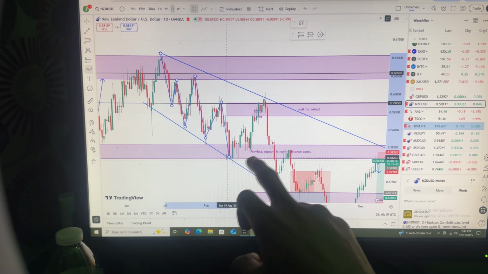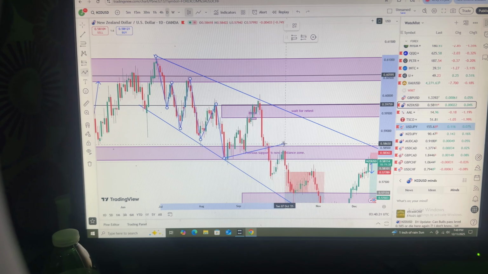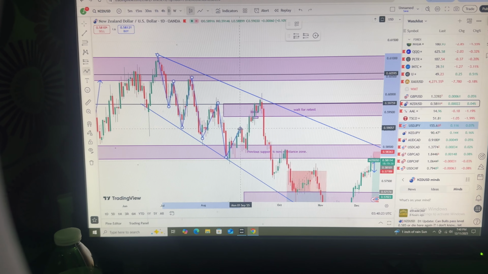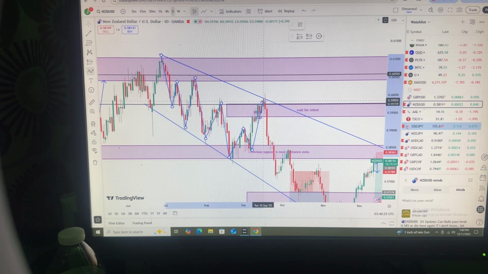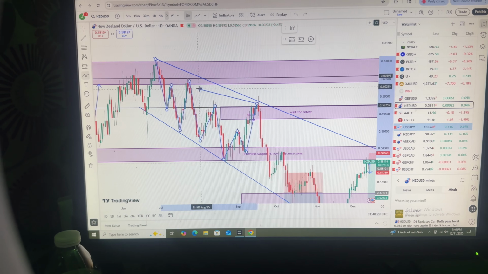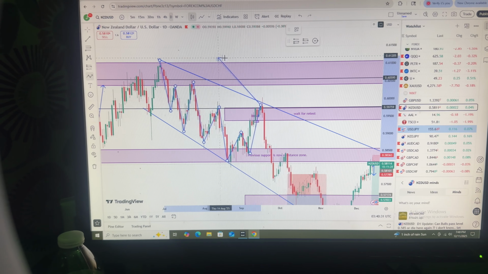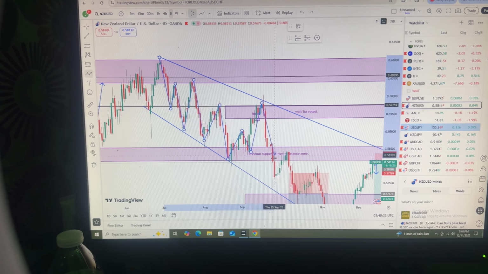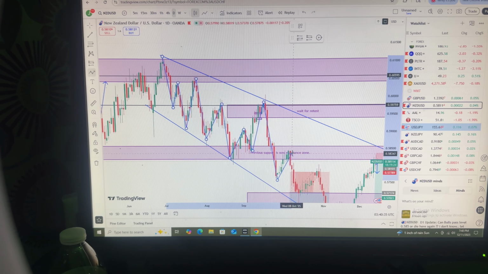That was like the previous support zone. That was before it broke the support zone. Then it made a lower high, lower low, lower high, right? Never broke above here, never broke above any of these areas. Then it came back down again, break below the support.